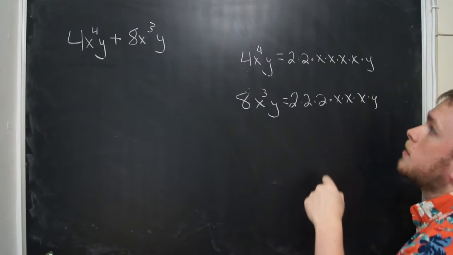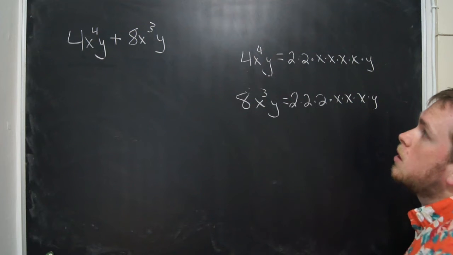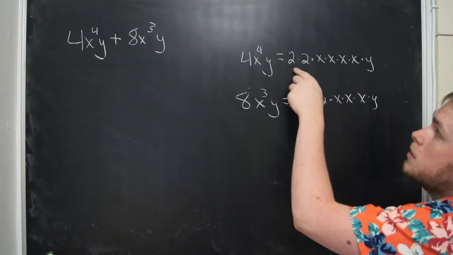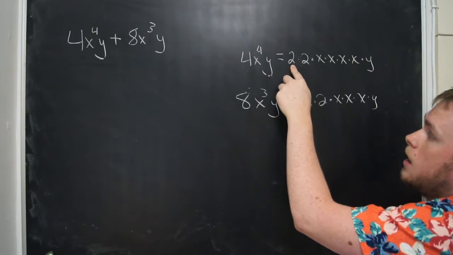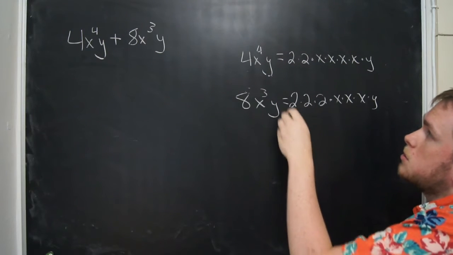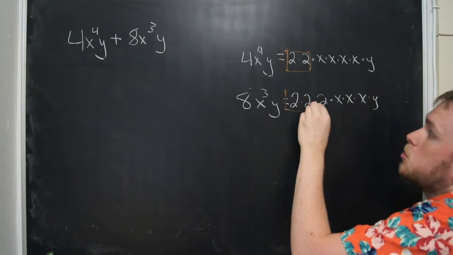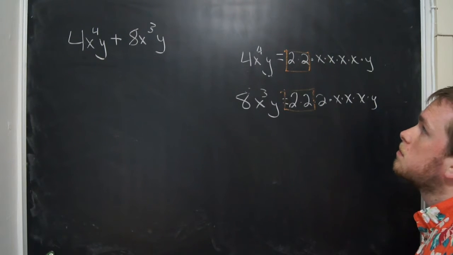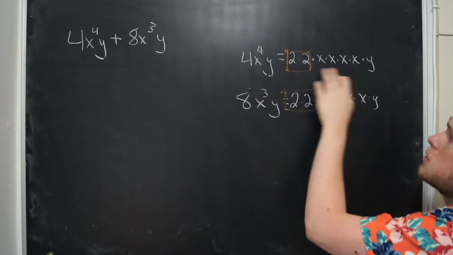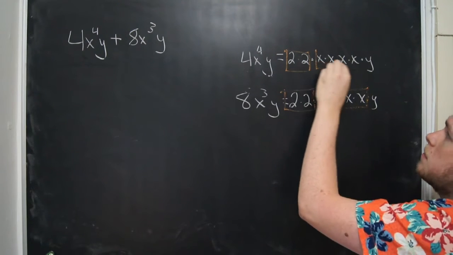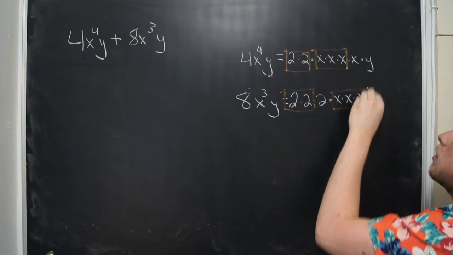So for example, I'll start with my 2's. What is the greatest amount of 2's that each term has? Well, this first term has 2 2's, and the second term has 3 2's. So the greatest amount that they both have is 2. So there's 2 2's. Same thing for the x's. There's 4 here, there's 3 here. So the most they both have is 3. And y, well, they both have 1 y.